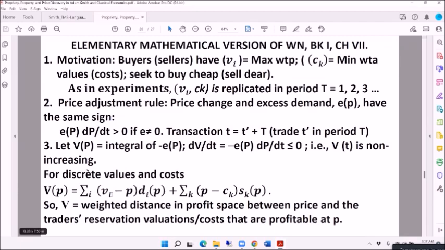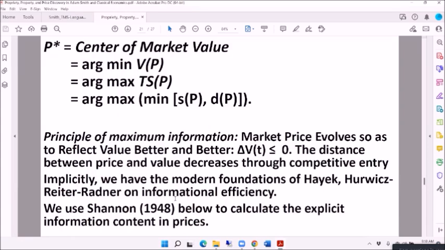And if you write this for discrete values, it's just a sum over, what we're doing is summing over the profitable trades by buyers and the profitable trades by sellers. It's just a generalized medium in which we are truncating, you see, the values and costs that count so that we're only looking at the profitable. So V is a weighted distance in profit space between price and the trader's valuations that are profitable.